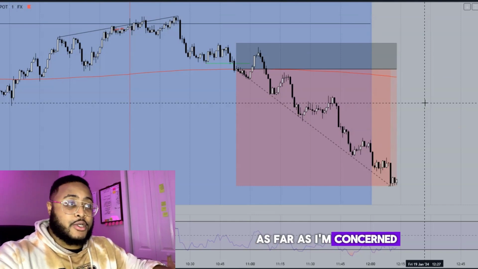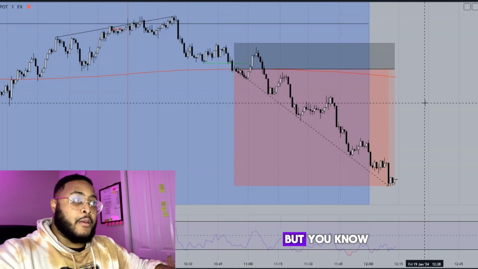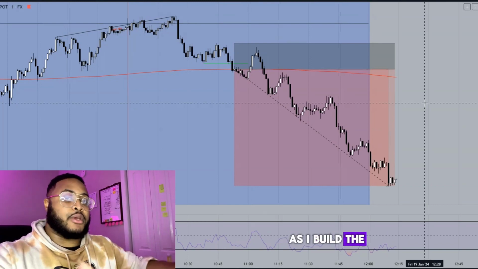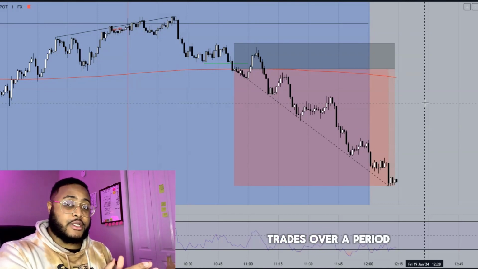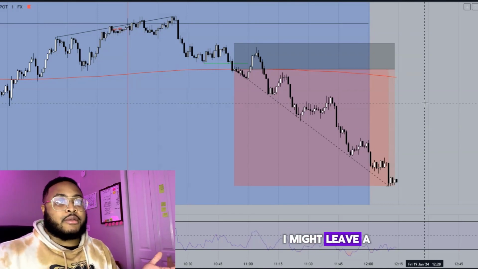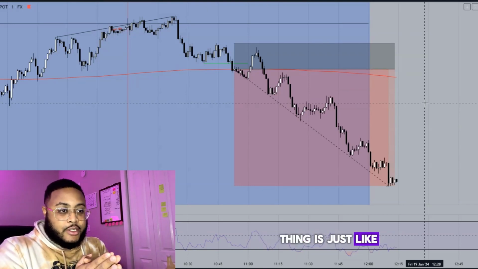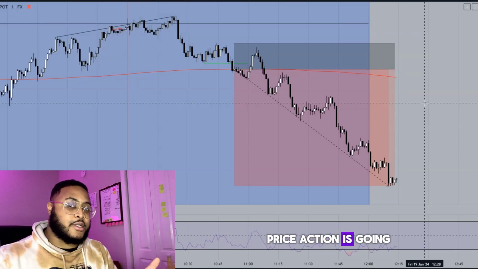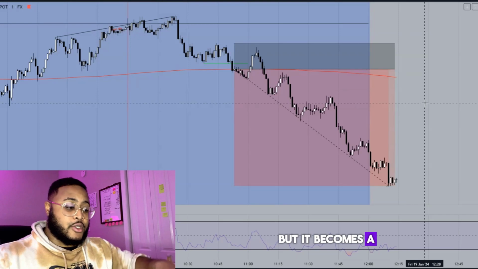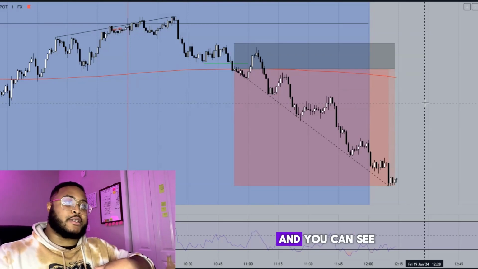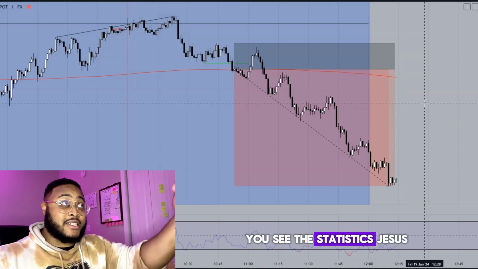As far as I'm concerned, I'm staying profitable by getting out at 1R. But maybe in the future, as I build the statistics a little more, and I can see that I can be profitable from these counter trend trades over a period of time, I might leave a small piece in and allow it to continue to go down. But that's the main thing: nobody actually knows where price action is going. It's all estimated guessing. But it becomes a strategy once you backtest it and you can see the numbers, the percentages, the statistics.